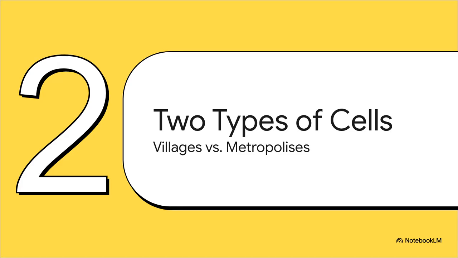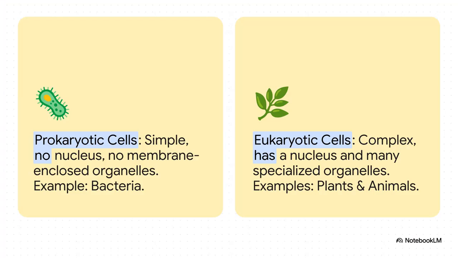Now, just like with our towns and cities, not all cells are built the same. There are really two major categories. You've got your simple, kind of rustic villages on one side, and then you have these vast, incredibly complex metropolises on the other. So on one side, we have prokaryotic cells. These are the simple villages. They're pretty basic. Their DNA just kind of floats around inside, and they don't have any separate, specialized departments. Bacteria are the perfect example of this.